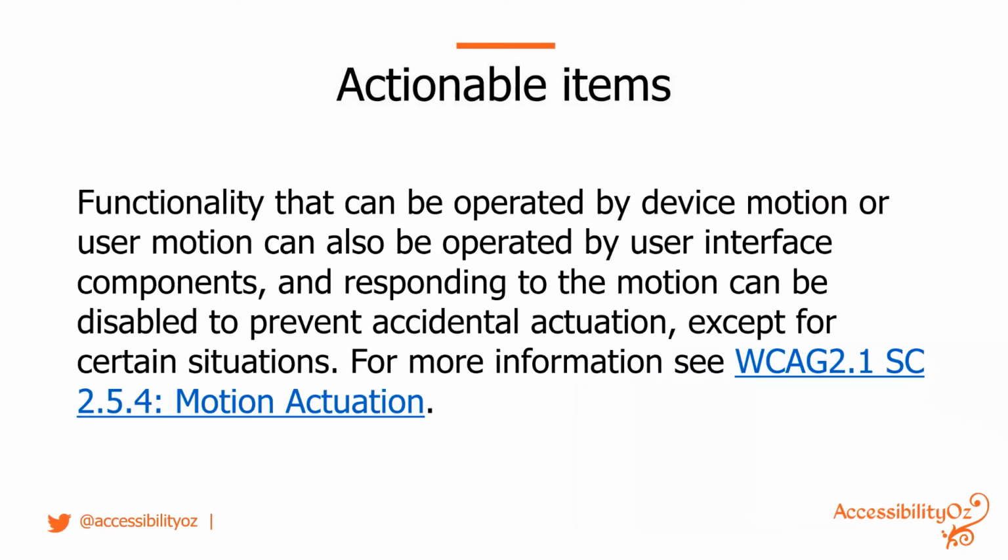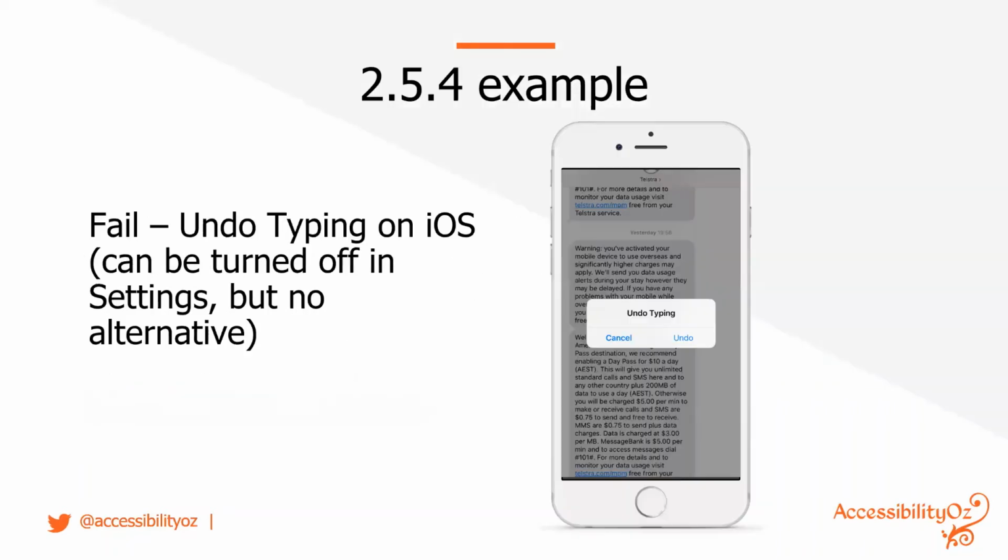Functionality that can be operated by device motion or user motion can also be operated by user interface components, and responding to the motion can be disabled to prevent accidental actuation, except for certain situations. And this, for more information, see WCAG 2.1 Success Criterion 2.5.4 Motion Actuation. So this is an example on an iPhone. If you're in something that allows typing and you shake it, you get a pop-up that says undo typing, undo and cancel. Now it can be turned off in settings, but there's no alternative, so that fails.